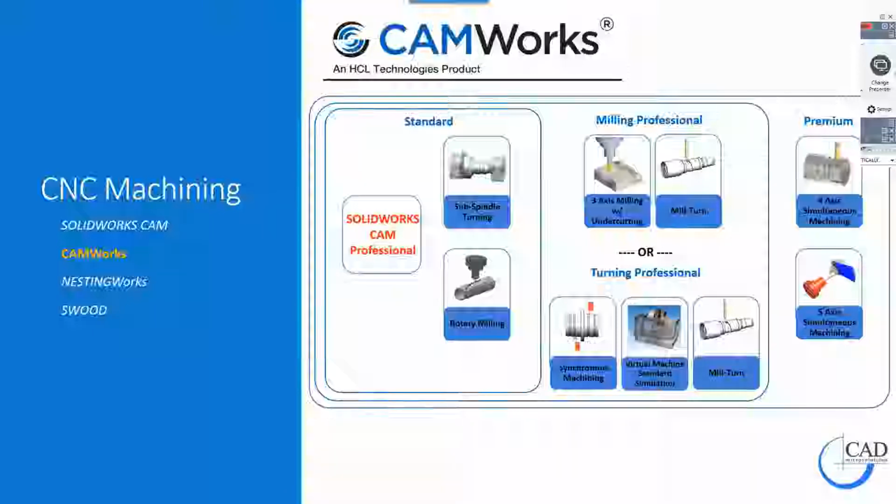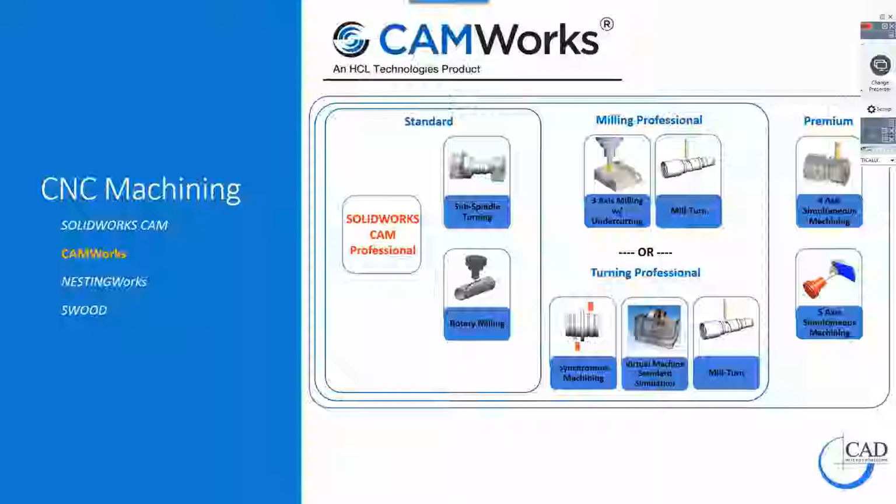The turning professional would include everything before this as well, but this also includes synchronous machining. So if you do have the mill turn machine with multiple turrets, you can easily program those with our synchronous machining. We also have a virtual machine standard simulation, as well as the mill turn package. So whether you're looking for milling professional or the turning professional, that's going to include everything prior to this as well. And then the last package here would be the full premium package, and that includes every single aspect of the CAMWorks product, as well as 4 and 5-axis simultaneous machining.